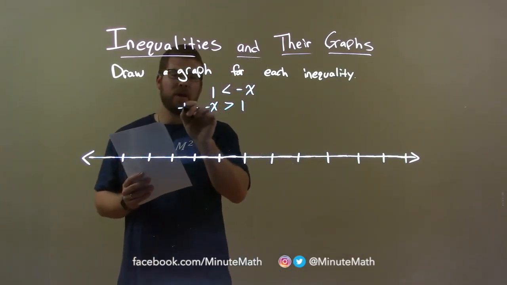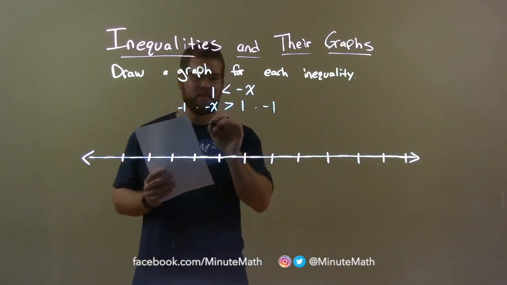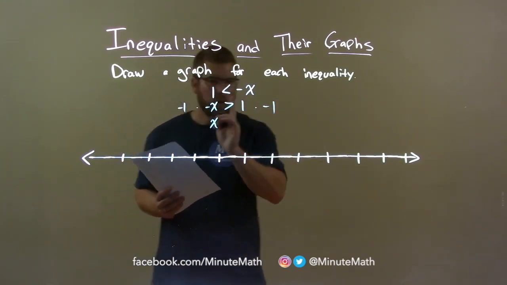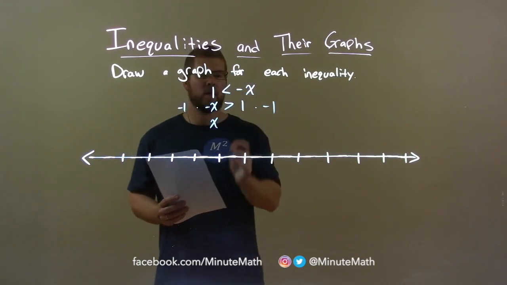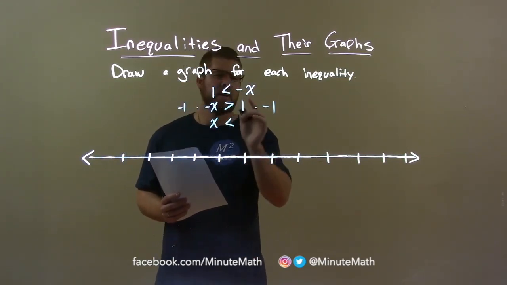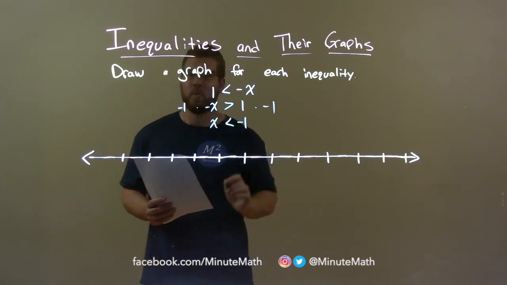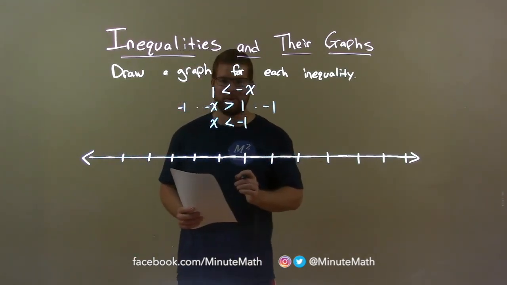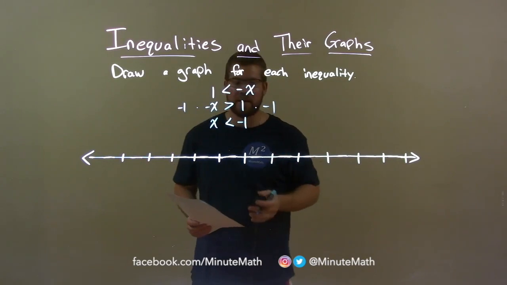Then I can multiply both sides by -1. That gets me x by itself. We multiply by a negative over the inequality. That inequality flips from a greater than to a less than sign. 1 times -1 is a -1. Kind of tricky here, okay? But now we have our inequality.